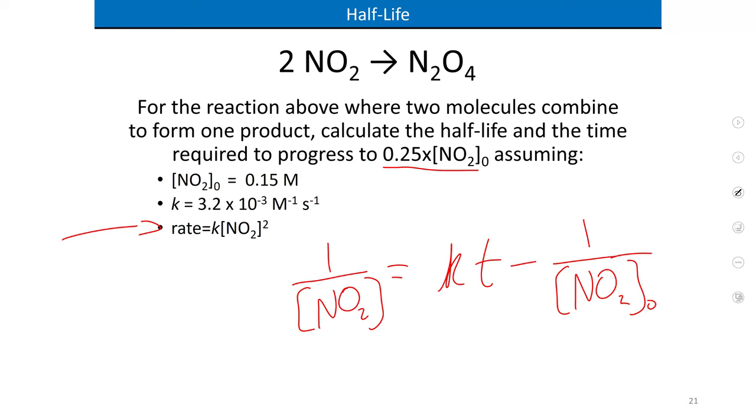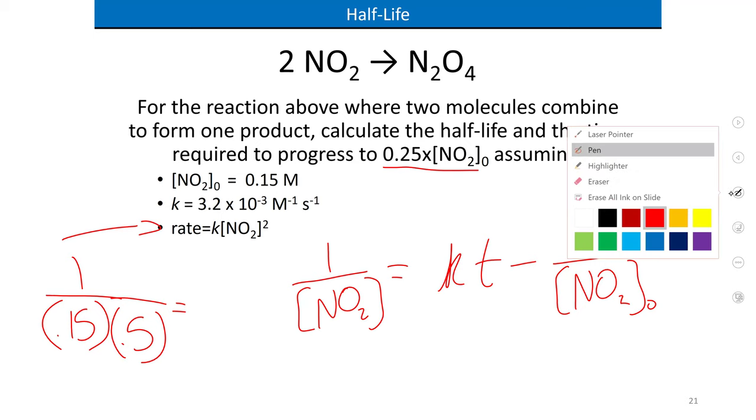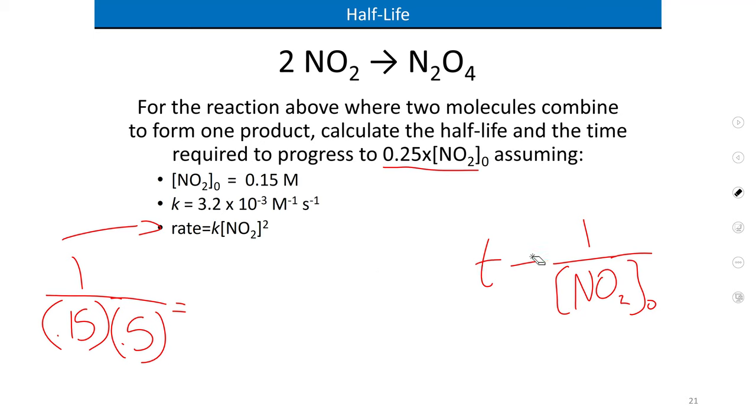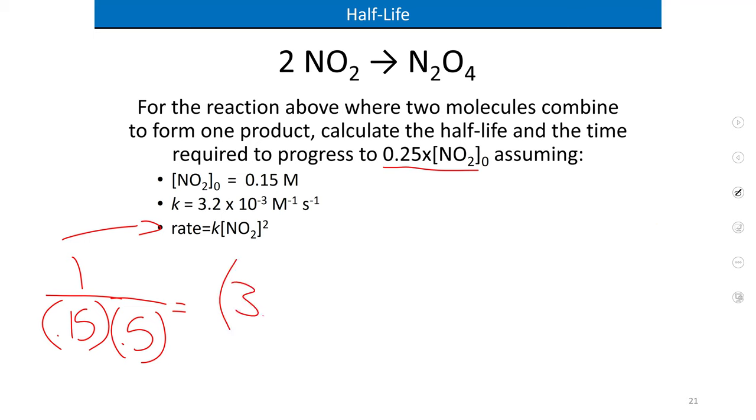So how do we get the half-life? Plug and chug? What are we plugging? We know what the constant is. We know our initial concentration is 0.15. And at the half-life, what's the concentration? Half of that. So 1 over 0.15 times 0.5 equals K times T plus... 0.5. K is given to us. If it wasn't given to us, we would have to either calculate it from some other information or get it from the slope of the graph.